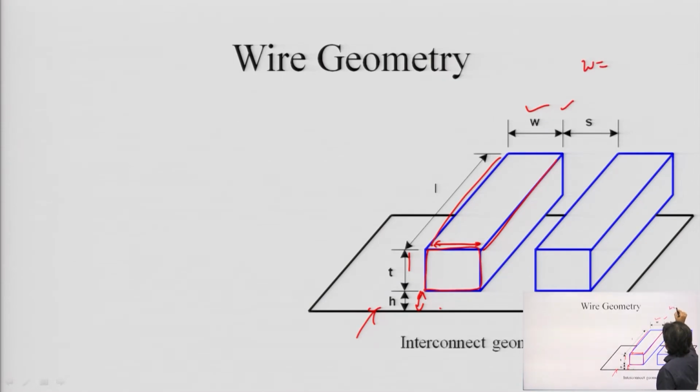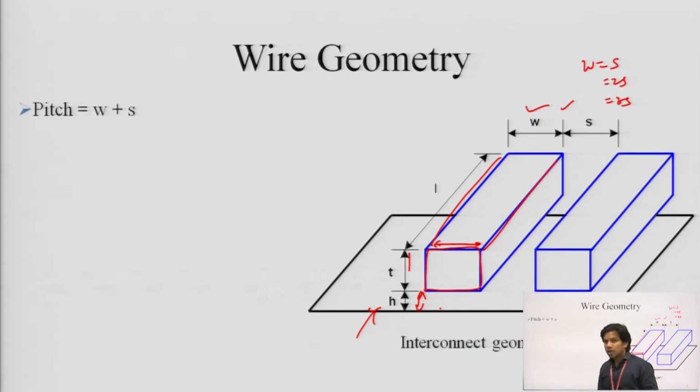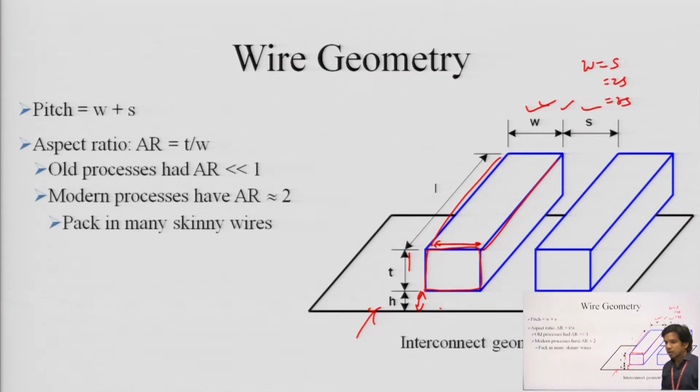So, W is equal to S, or it can be 2S, it can be 3S based on the requirement, but it should not be less than S, clear. So, in this geometry, if we take the sum of the width and the spacing between the wires, it is termed as the pitch, okay. And if you want to find the aspect ratio, then you have to take the ratio of the thickness and the width, that is called aspect ratio, okay.